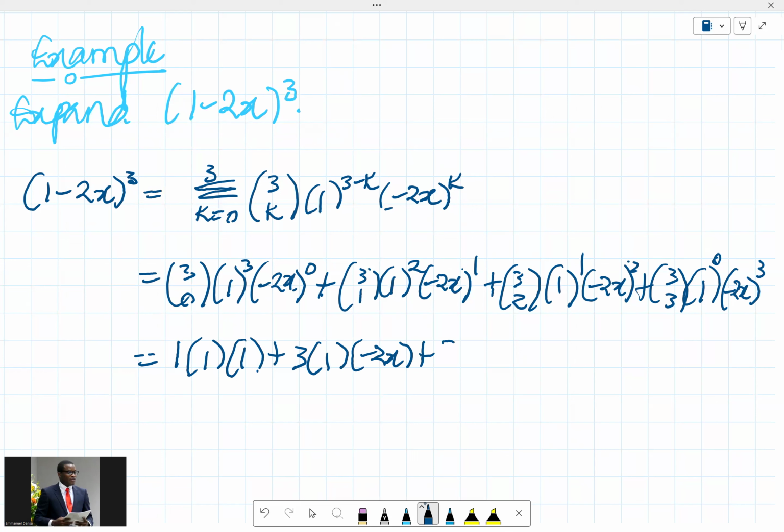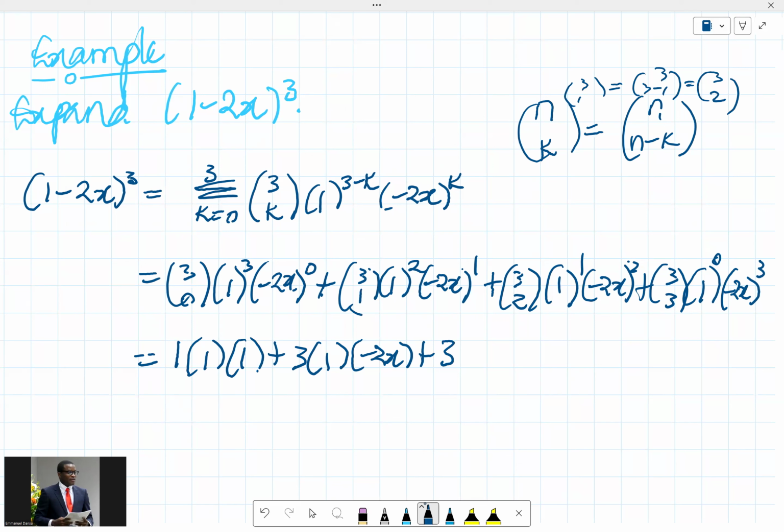Then 3 combination 2 is also 3 because there's this formula that n combination k is basically the same thing as n combination n minus k. So that means that if we have 3 combination 1, it's the same thing as 3 combination 3 minus 1, which is 3 combination 2. So you can see that's why 3 combination 1 and 3 combination 2 are exactly the same. Okay. So that's just like an aside.